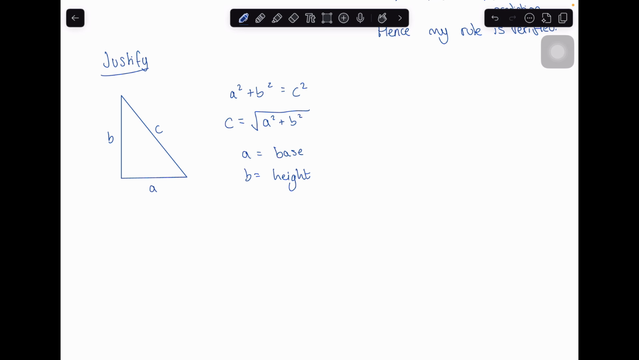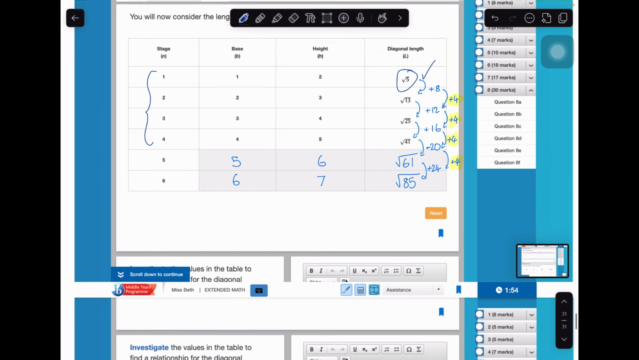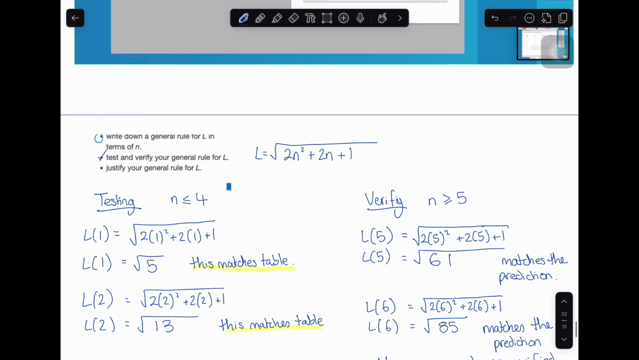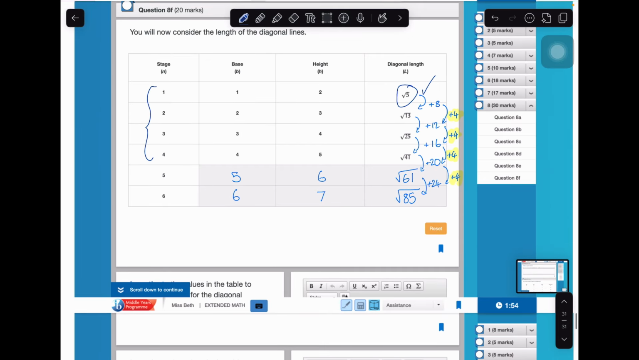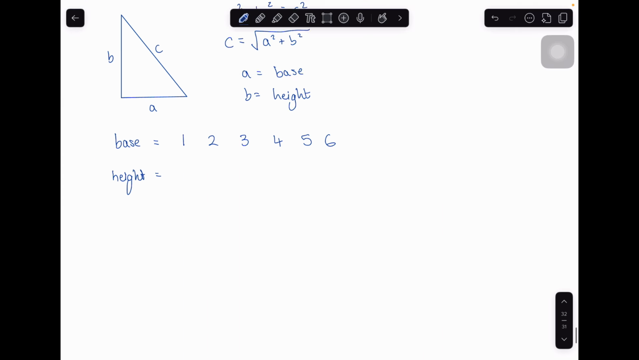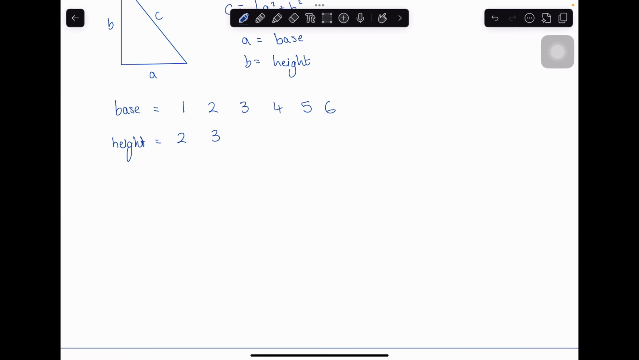Okay, so realistically, that's all that we're doing here. So I'm going to just write out the sequence for the base that I had in my table. So the base was 1, 2, 3, 4, 5, 6. The height was equal to 2, 3, 4, 5, 6, 7.